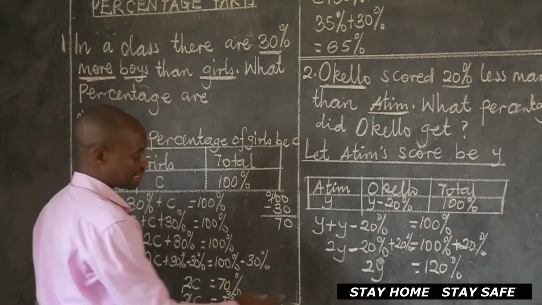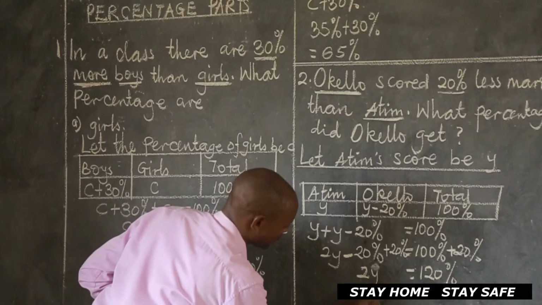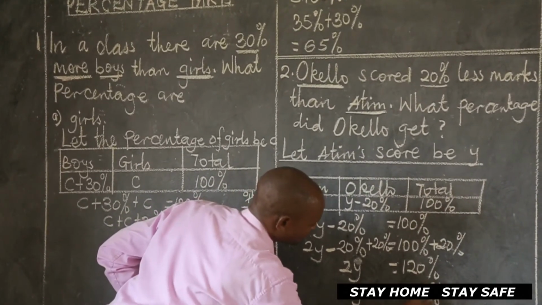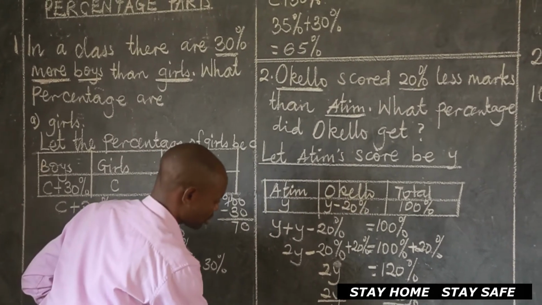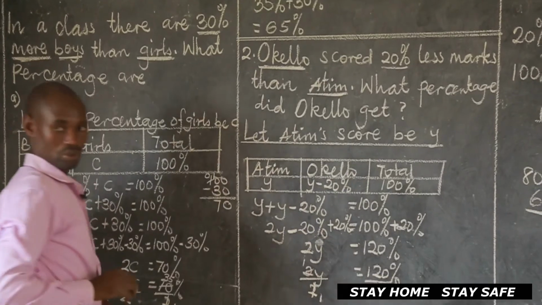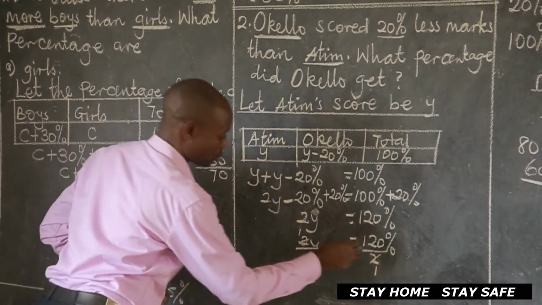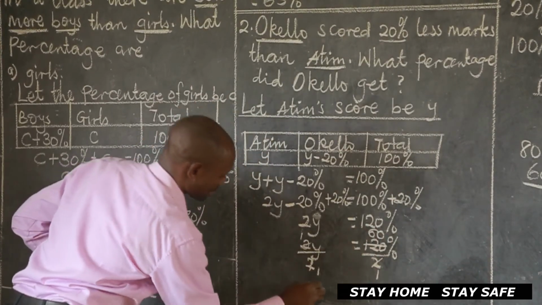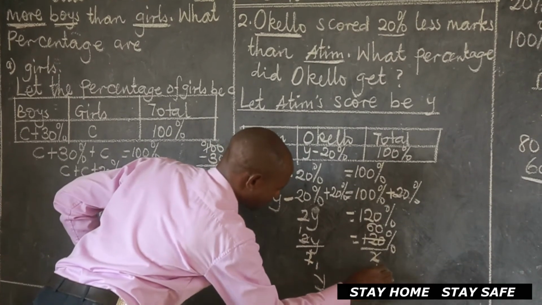Okay? How do we get the value of Y? We are going to divide each side by 2. So we have 2Y is equal to 120%. You divide by 2. 2 divided by 2, we are getting 1. Here divide by 2, we get 1. What about 120 divided by 2? We get 60. Therefore, Y equals 60%.